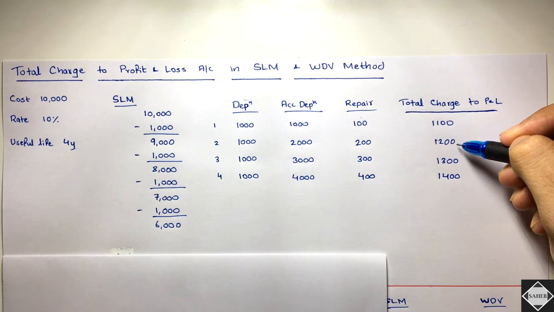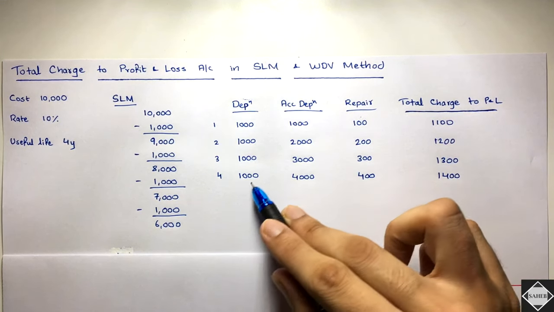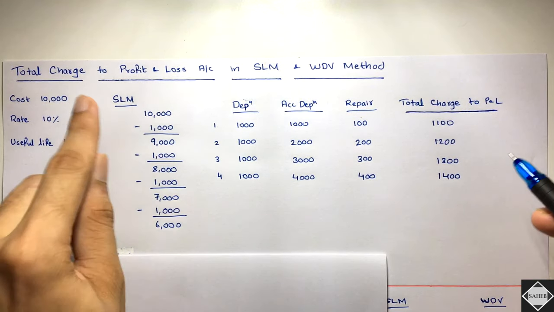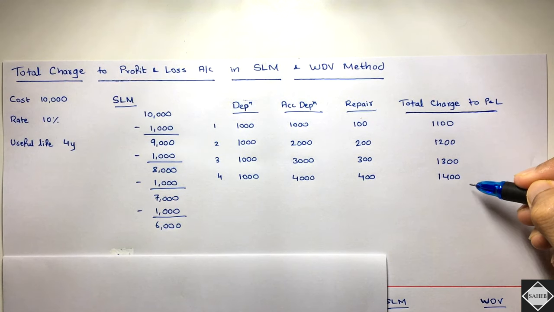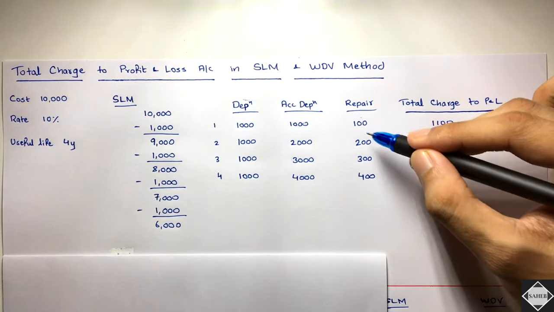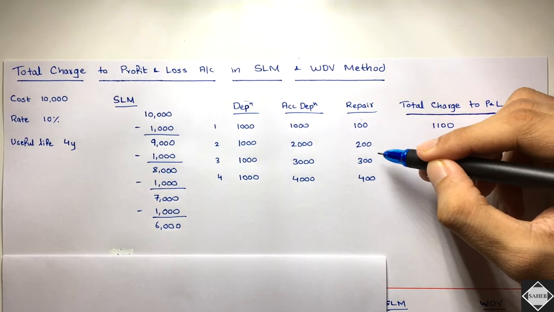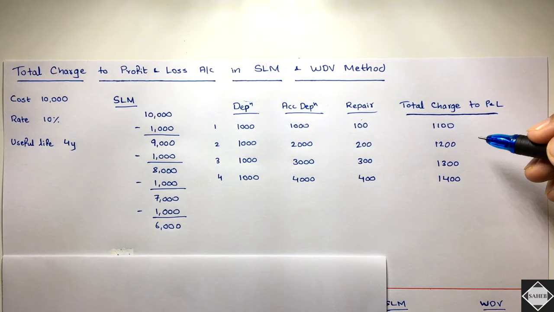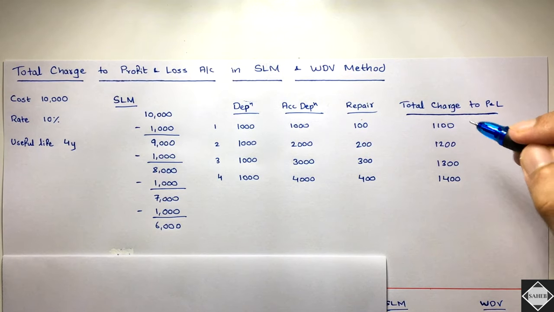In the second year 1200. In the third year 1300. How is that? 1000 plus 300, 1300. 1000 plus 400, 1400. So you see what's happening over here? If we are choosing the straight line method, then the total charge to profit and loss will keep on increasing year by year, because depreciation is constant and whatever repair there is will keep on increasing year by year. Repair will be increasing only. Is that clear? So the total charge to P&L in the straight line method will keep on increasing year by year. So this is the pattern.